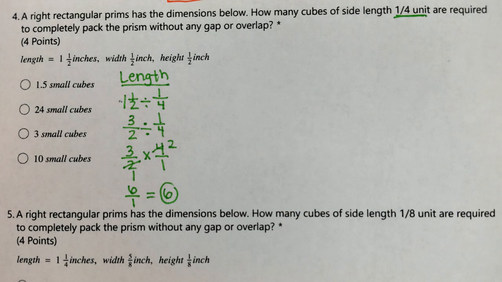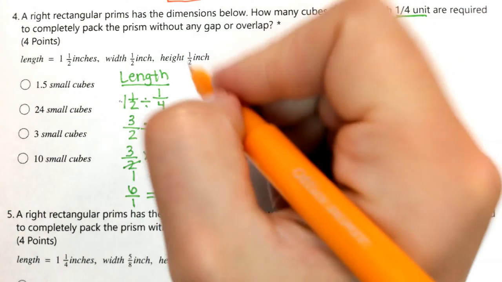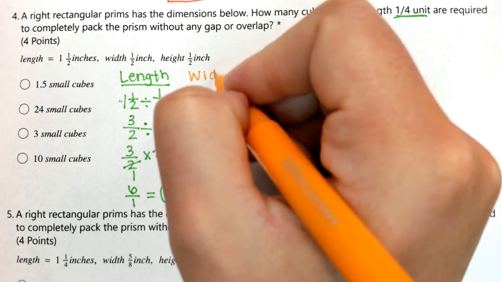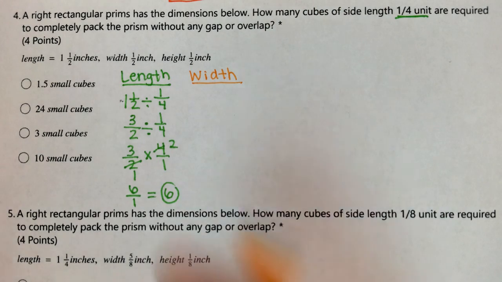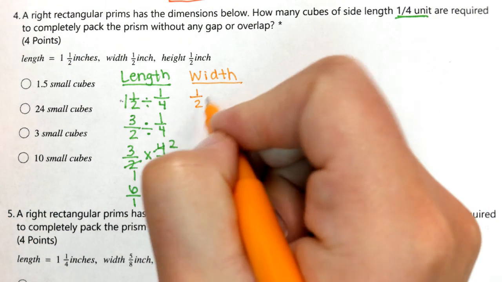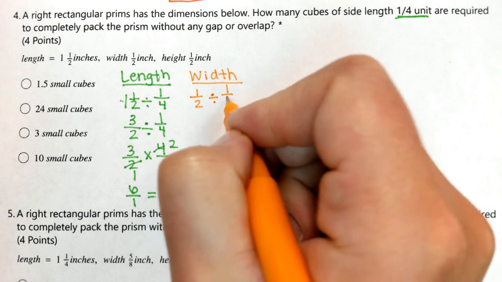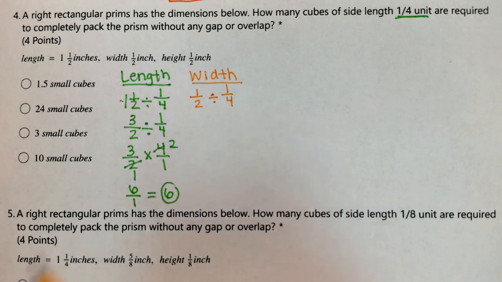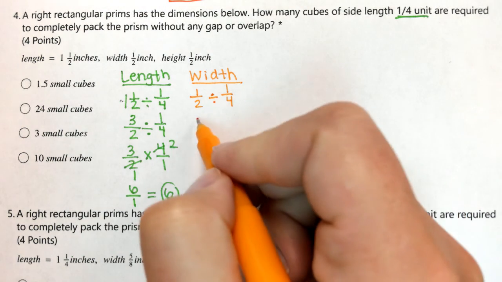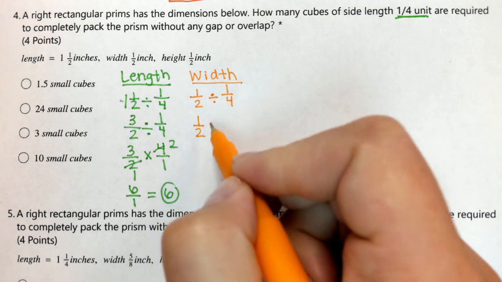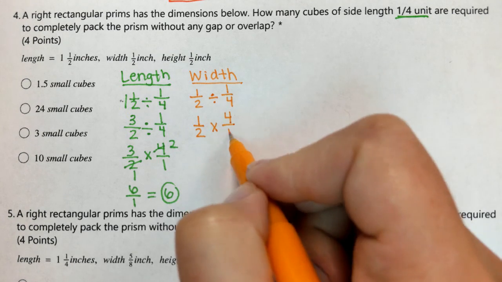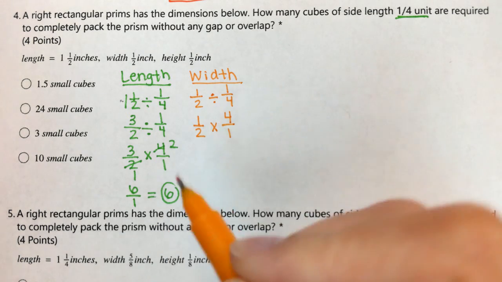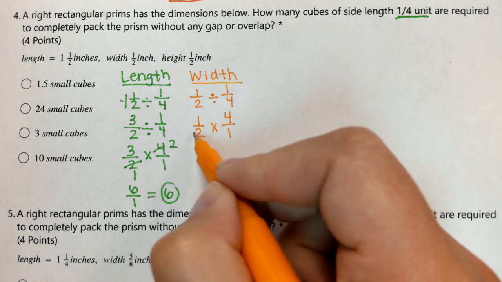So now I'm going to repeat that process for my width. My width is 1/2 inch, so I'm going to do 1/2 divided by 1/4. Both my numbers are fractions, so I can go ahead and do my keep, change, flip. Keep the 1/2, change division to multiplication, flip 1/4 to 4 over 1. 1 and 1 doesn't simplify, but 2 and 4 I can divide by 2.